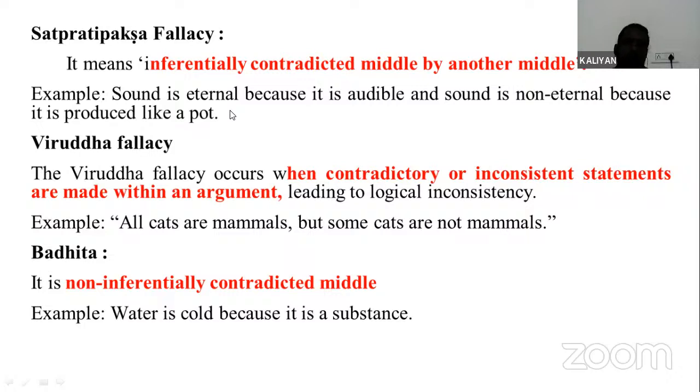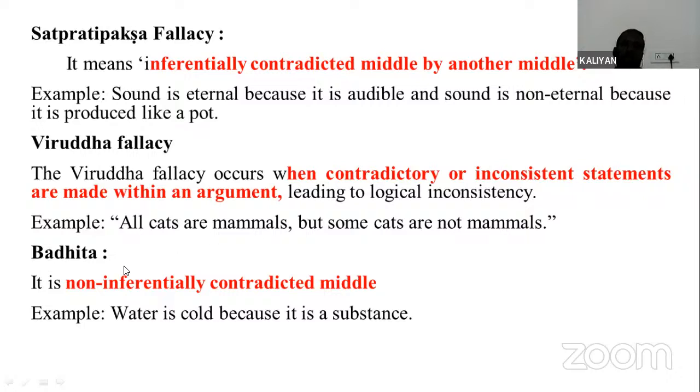And Virita fallacy is when contradictory and inconsistent statements are made within the argument. When we are talking, we make an argument that is contradictory or inconsistent. Example: all cats are mammals, but some cats are not mammals. We already said all cats are mammals, but again we say some cats are not mammals. It contradicts the first argument. So that is called the Viruddha fallacy.